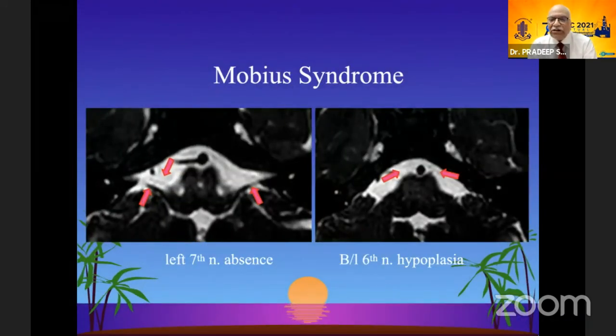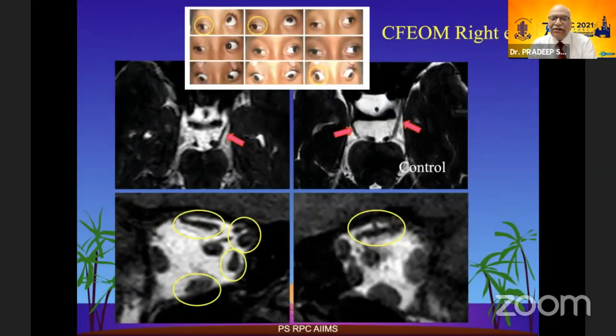And the imaging shows that there are missing 6th nerves or even a pontine hypoplasia. There is an associated 7th nerve paralysis also. Congenital fibrosis of extraocular muscles imaging, Dr. Ramesh had shown. You can see not only the orbit, but even the 3rd nerve missing if you do an MRI imaging of the area of the midbrain.